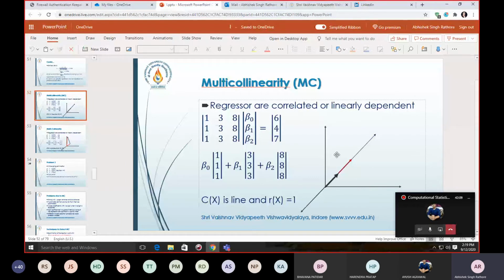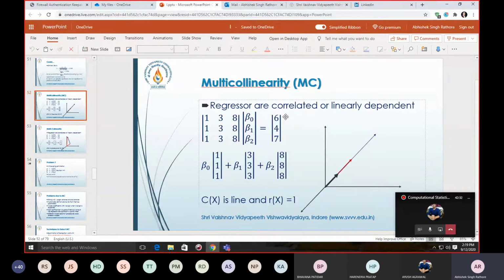Somebody please answer. Yeah, so we have null spaces. It means that we don't have pivots available here. So these pivots are 0: this is 0, this is 0, this is 0, again this is 0, again this is 0, and this is again 0. So we have beta naught plus 3 beta 1 plus 3 beta 2 equal to either 6 or 4 or 7.